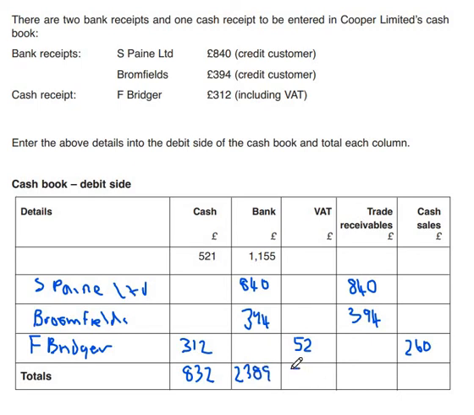We know the VAT is 52. Our trade receivables is our 840 plus our 394, again, which is just 1,234. And in our cash sales, £260.